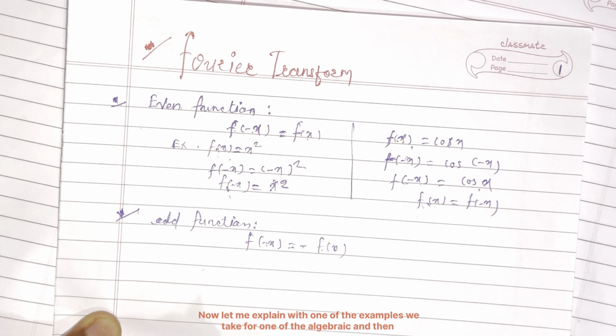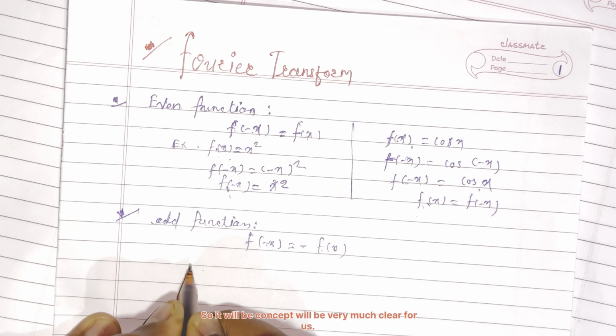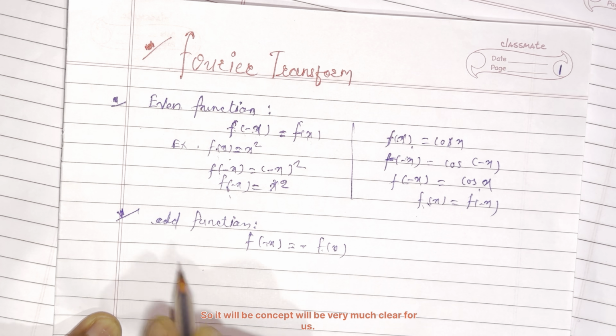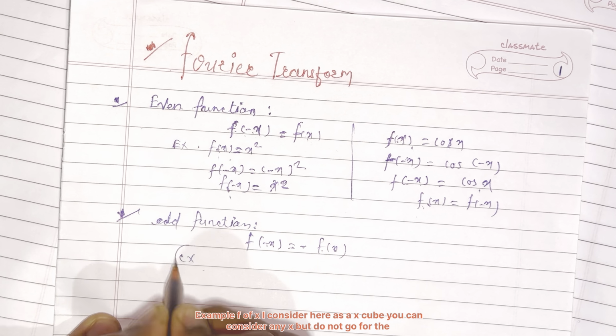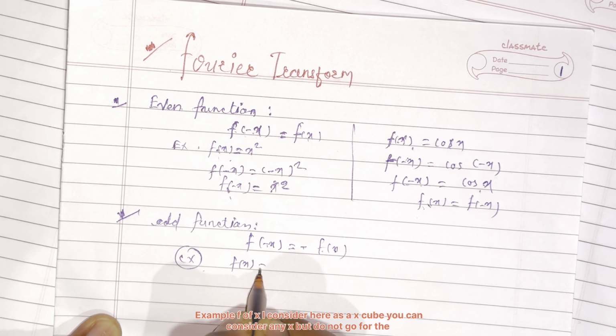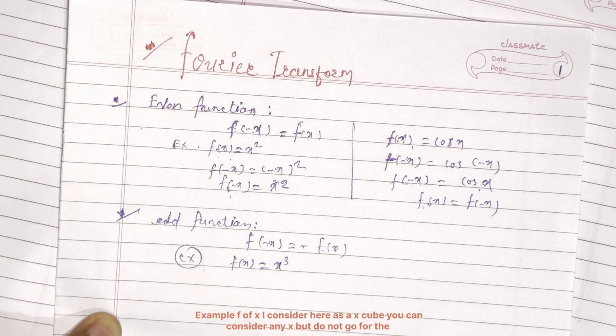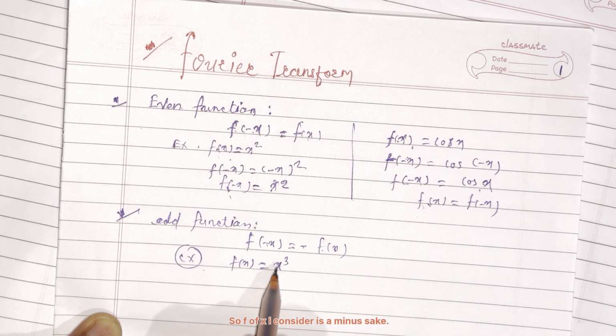We go for one algebraic and then one trigonometric example, so the concept will be crystal clear for us. Example: f of x I consider here as x cube. You can consider any power of x, but don't go for the even power, so that it observes the negative sign.